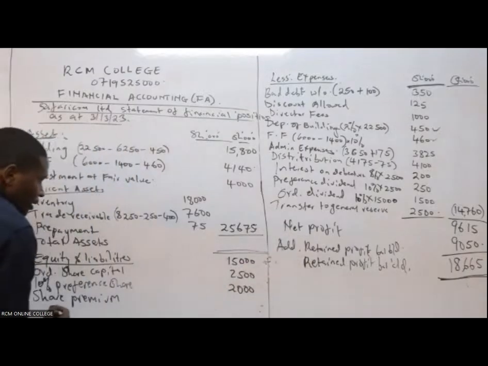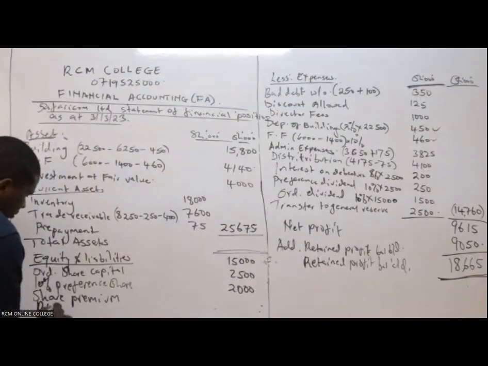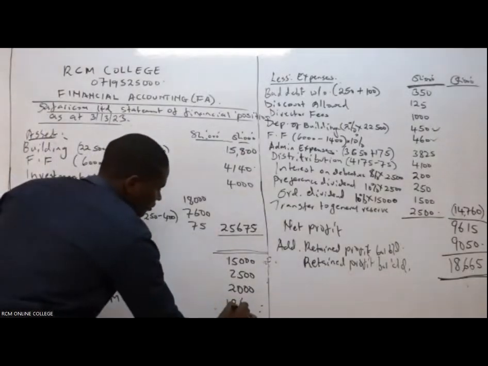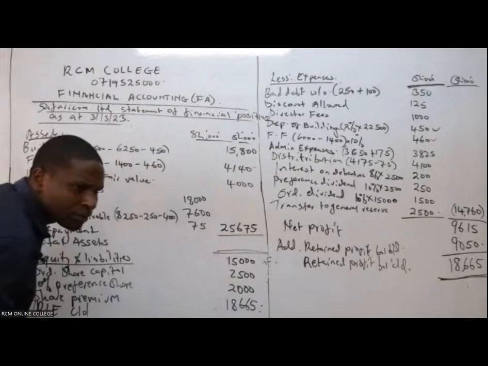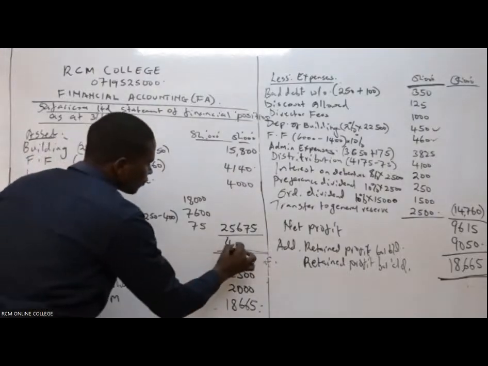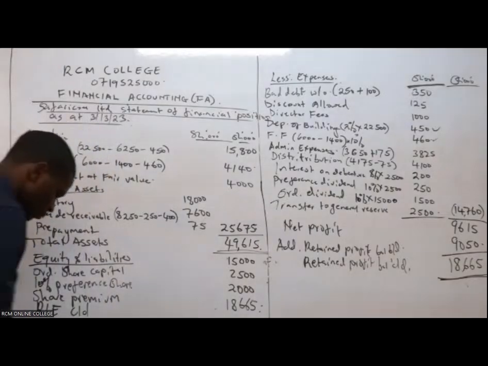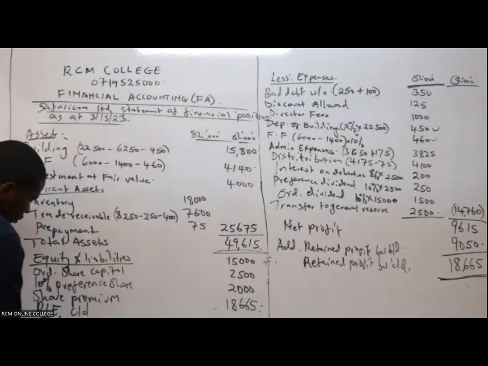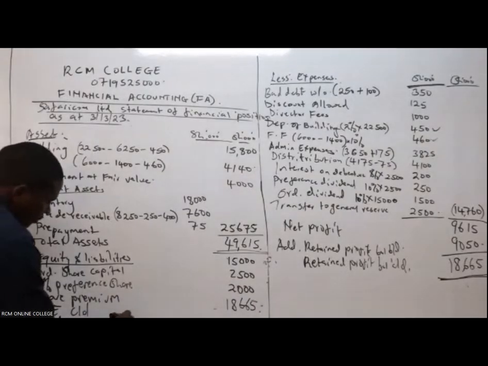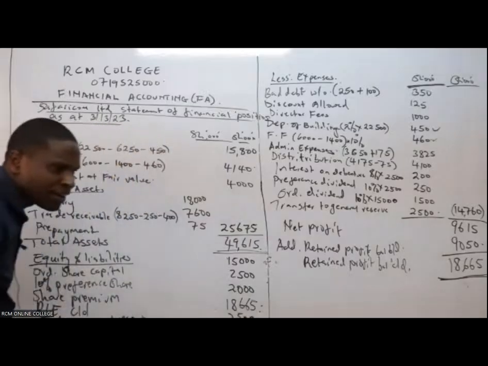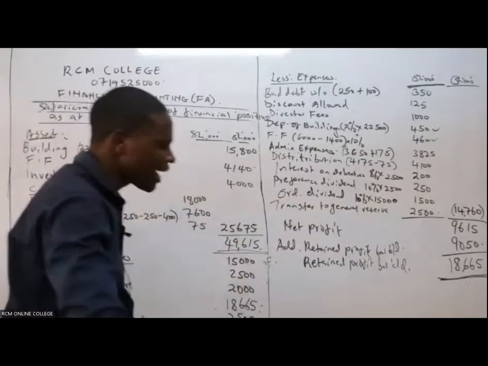The one that is carried down, retained earnings carried down, is 18,665. Total 49,615. We are almost there. Then we have the transfer to general reserve. What was the general reserve? It was 25,500. Thank you. We are almost done.